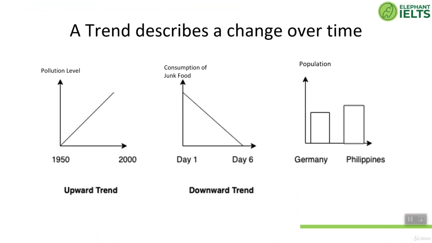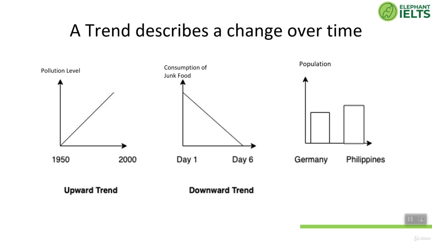Look at these simple line graphs. The first one shows the pollution level from 1950 to 2000. So is time moving forward? Well, yes it is. From 1950 to 2000, that means that time is moving forward. So we can say this is an upward trend, as you can see that the line is going up over the period.